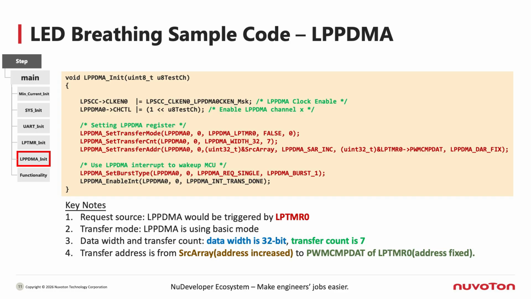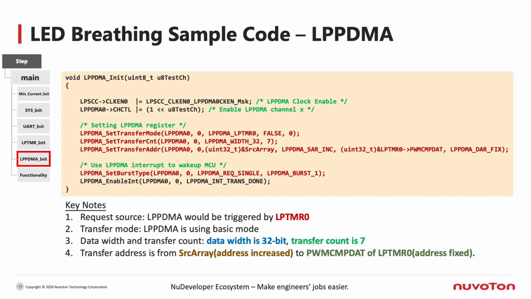The set transfer mode determines whether to use scatter-gather mode. In this example, we're not using it, so we set it to false. Set transfer count defines the size of each data unit and the total number of transfers. Here, each data unit is 32 bits and we have 8 units in total, but we subtract the first one, so we set it to 7.